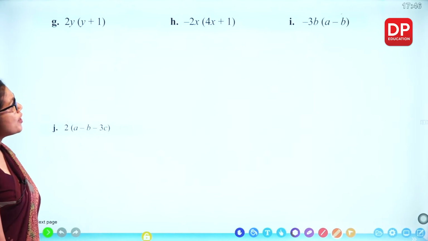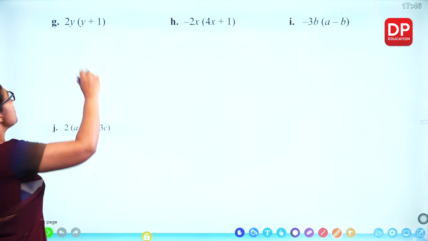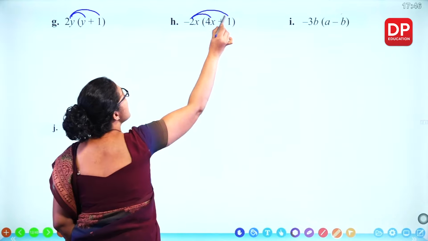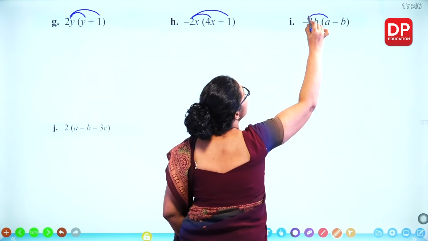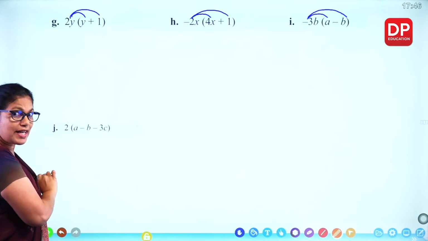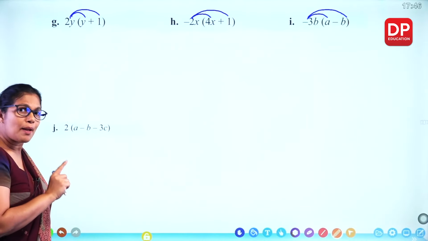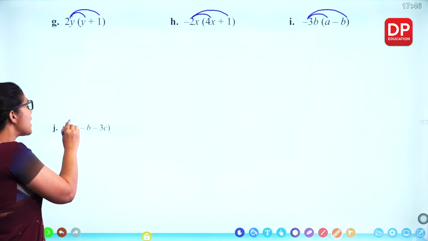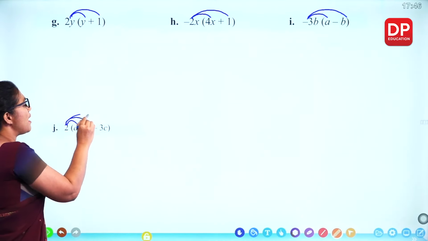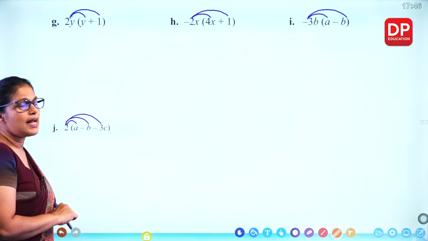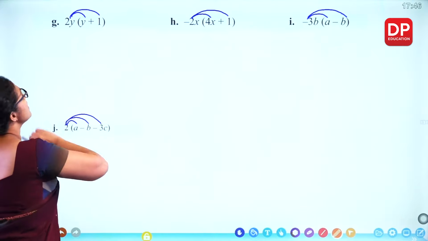Now some more questions here. We'll straight away do that. Multiply each and every term inside with the outside value. Here you get 3 terms. This is not called a binomial, but if there's a number outside, you do the same thing. You multiply all inside numbers with the outside number.